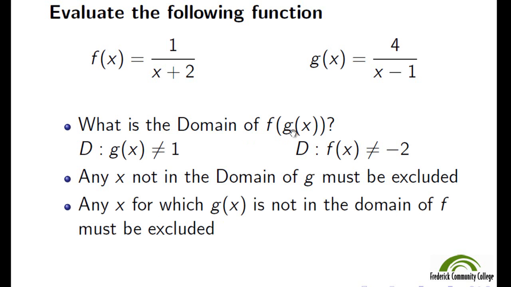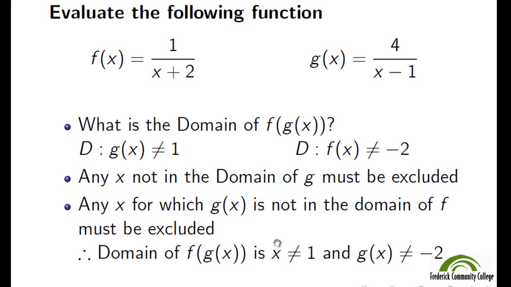What does that mean? That means that this input value here, after I equate this out, cannot take on the value of, in this particular case, negative 2. Meaning the output of g of x cannot equal negative 2, because if it does, then f of x blows up in this particular case. But understand that means g of x cannot take on a value of negative 2. So that's what I need to find out. Essentially, x cannot equal 1 from the beginning, and the output of g of x cannot equal negative 2. How do I find that?